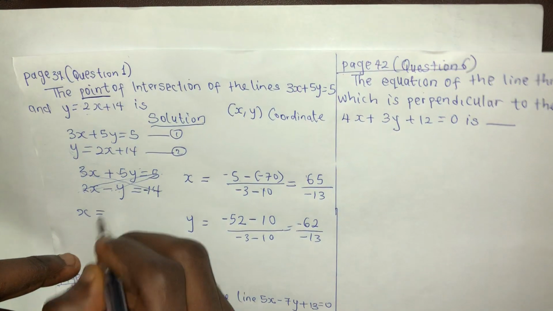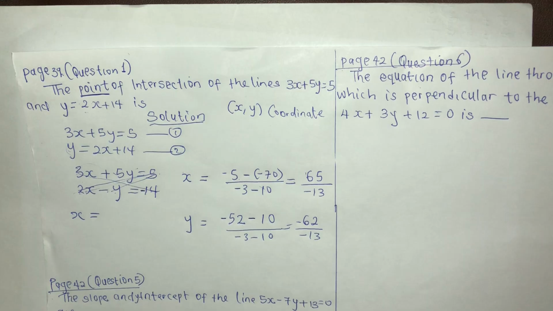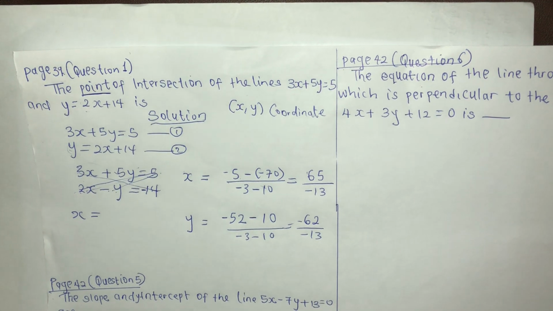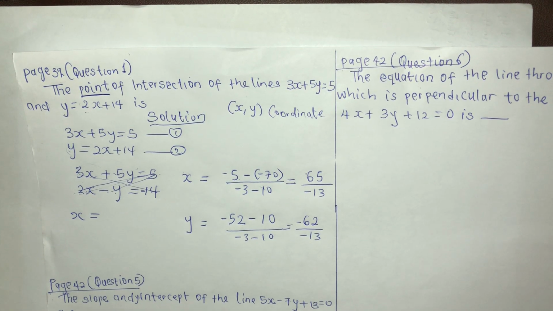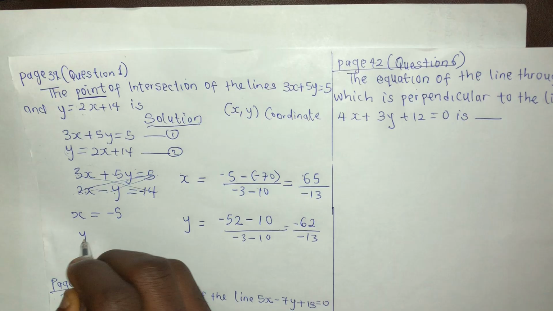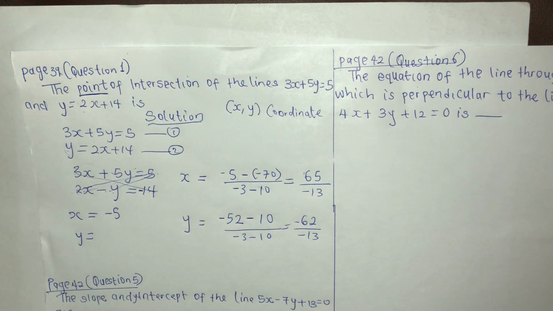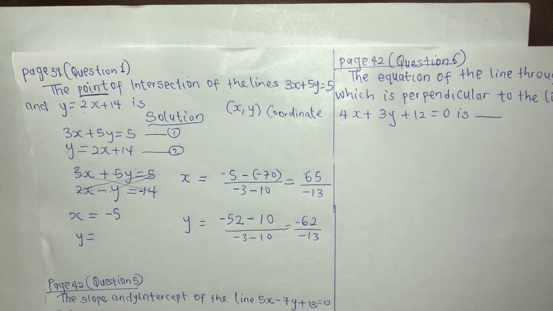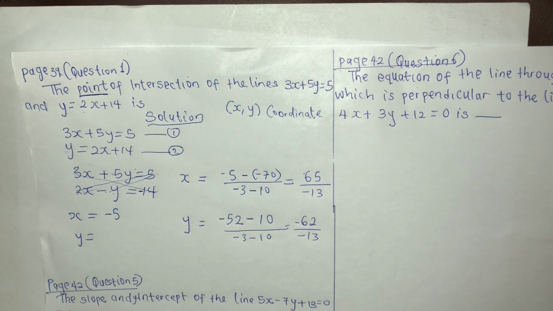So our final answer for x is 65 divided by minus 13. 65 divided by minus 13, we have minus 5. And our y, on the other hand, is minus 62 divided by 13.